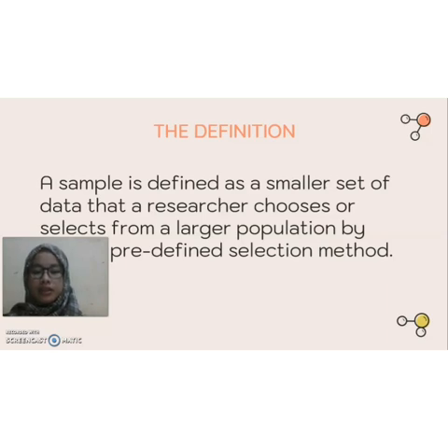When you conduct research about a group of people, it is rarely possible to collect data from everybody in the group. Instead, we select a sample. A sample is defined as a small set of data that the researchers get from a regular population by using a predefined selection method.